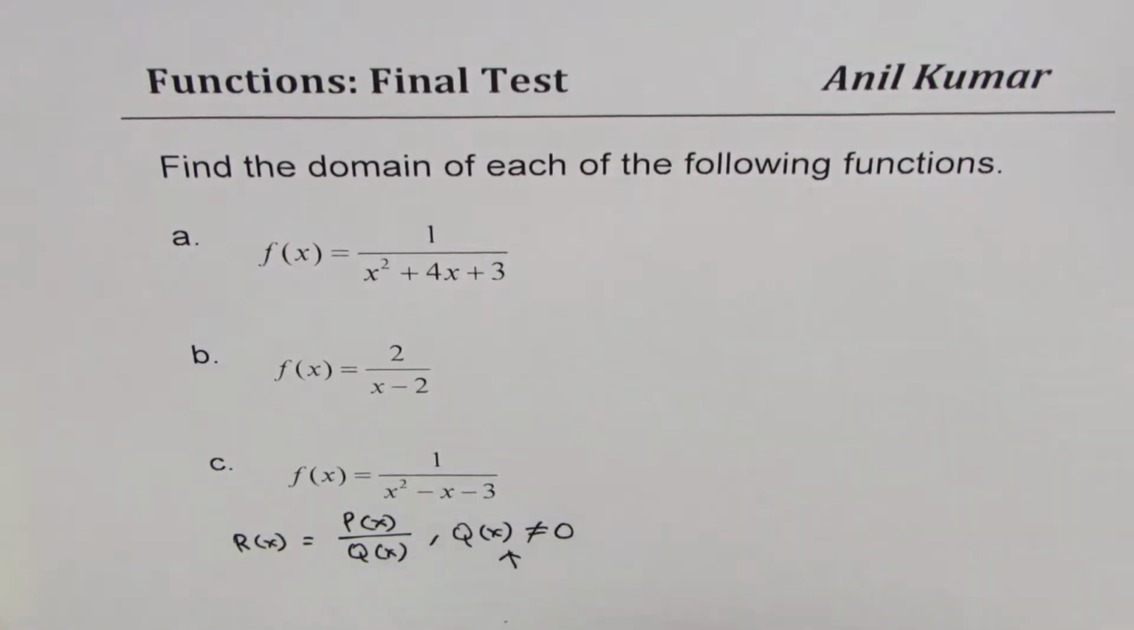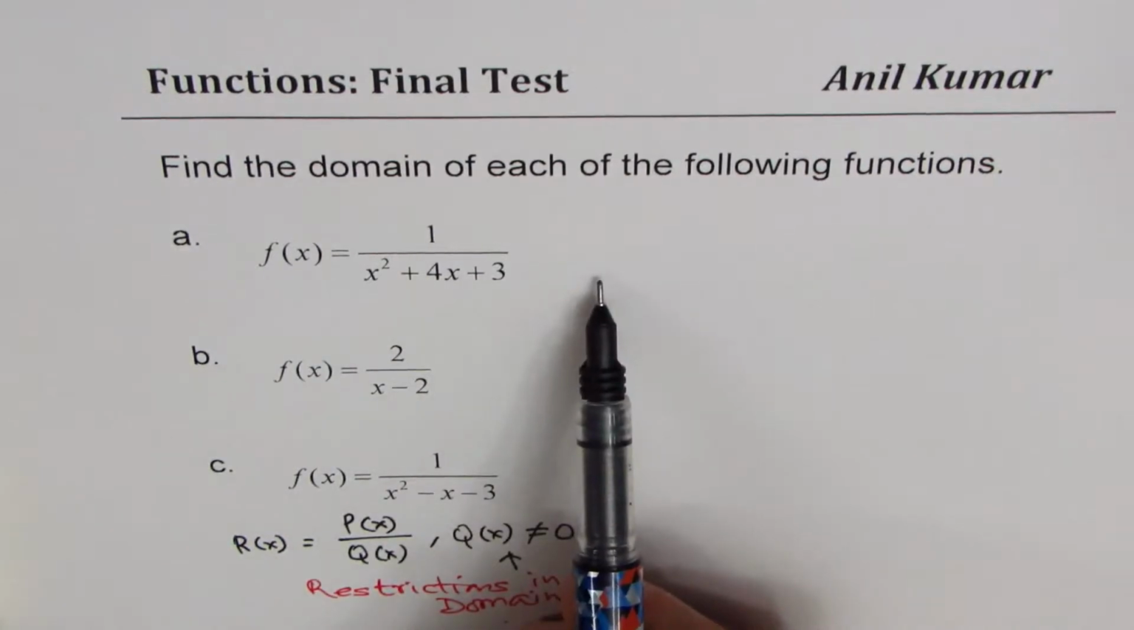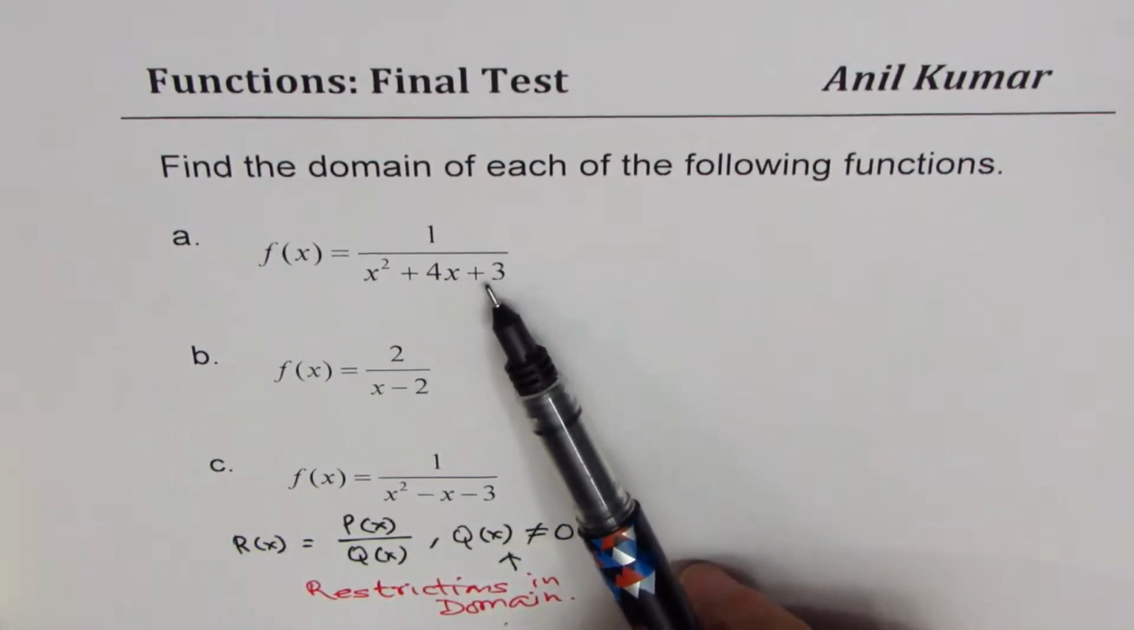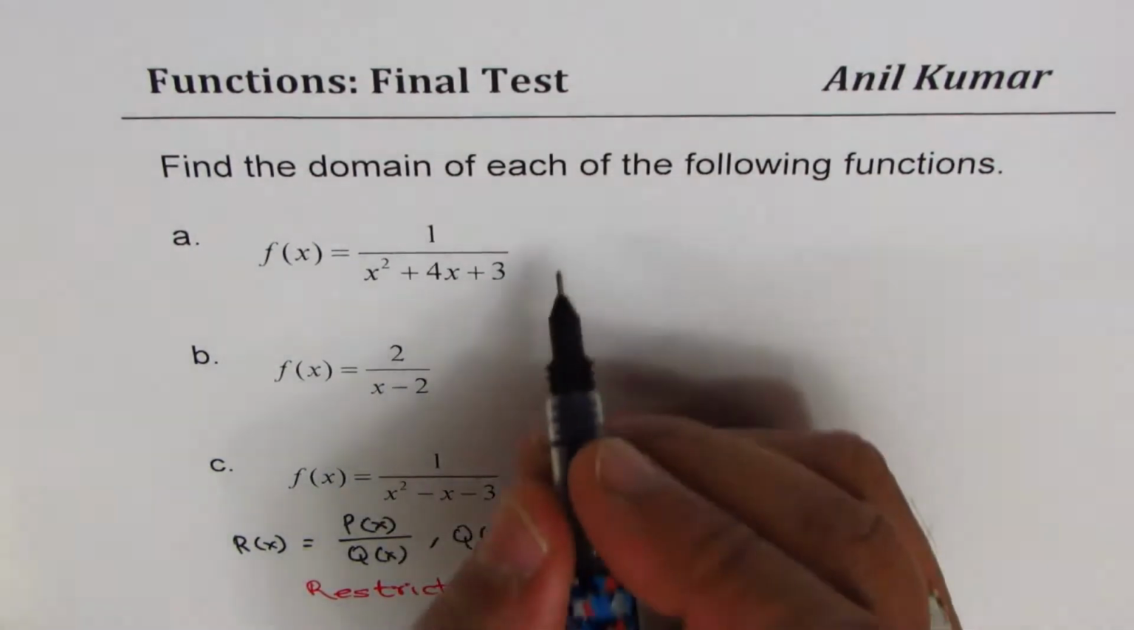And that leads to restrictions, correct? So that results in restrictions in the domain, correct? Okay. Now with that in mind, let's start solving the question. It really means that we have to factor the denominator and find what are the restrictions by equating the denominator to 0, right? So let's do the first one.